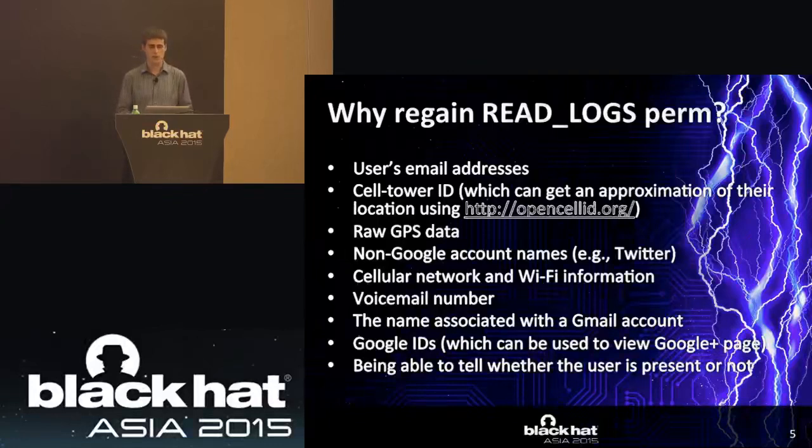There's also non-Google account usernames, so I've seen Twitter show up, so you can get the user's Twitter profile and start looking at pictures and get information about them depending on their privacy settings. There's also their cellular network and Wi-Fi information, so you can get the private IP address on the carrier, the private IP address on the wireless network, the SSID, routing information, the DNS gateway, and the default gateway.